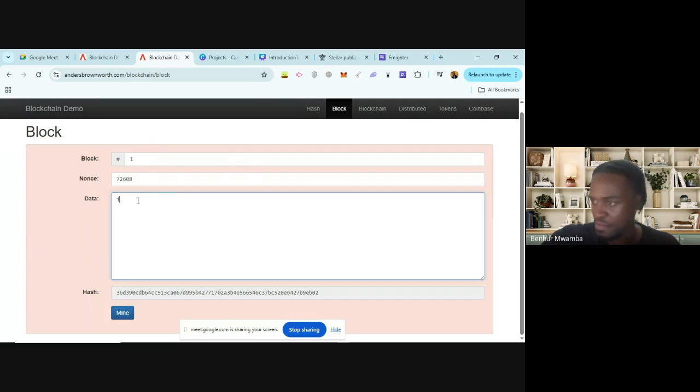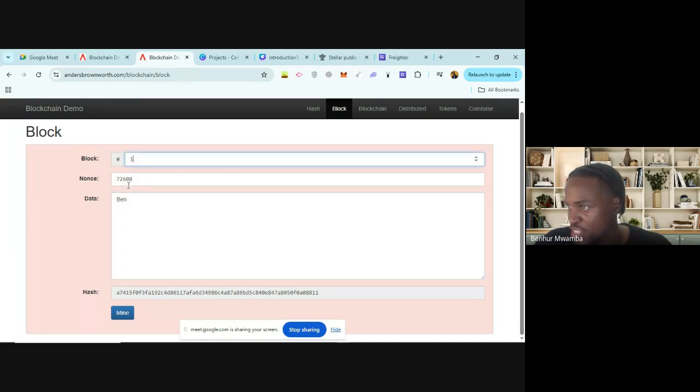If I type 1, you see now my hash has completely changed. I can type my name. So it takes 1, it takes the nonce, and then it takes Ben, and it creates a new hash. So now what we have here is a block with data and a nonce, and it gives me a hash. Now here is what is so important.